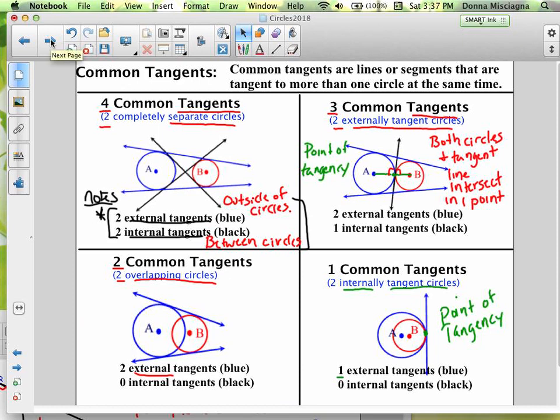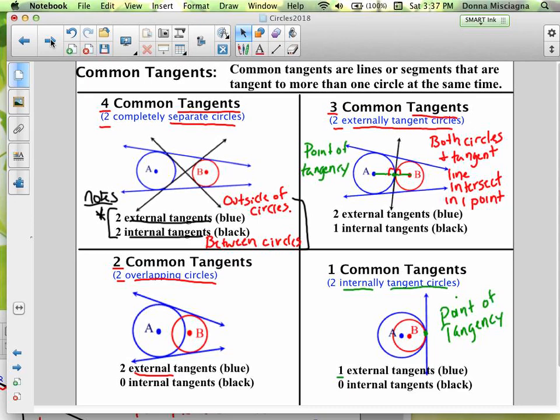All right, so common tangents. Common tangents are lines or segments that are tangent to more than one circle at the same time. If you have two circles, the most tangents you could possibly have are 4 common tangents. That'll only occur if you have 2 completely separate circles. In other words, they do not intersect each other in any way, shape, or form.